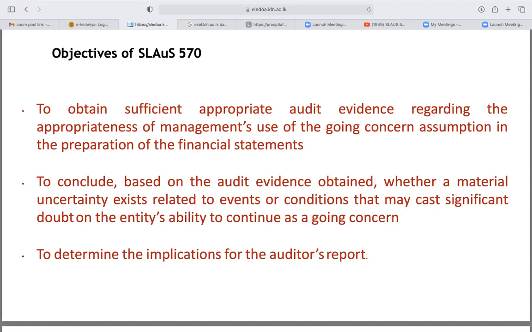So if it is wrong, what will happen? We can't prepare the financial statement based on the going concern basis, right? So it is very important to assess the going concern of the financial statement. And next, to conclude, based on the audit evidence obtained, whether a material uncertainty exists relating to events or conditions that may cast significant doubt on the entity's ability to continue as a going concern, and to determine the implication for the auditor's report.